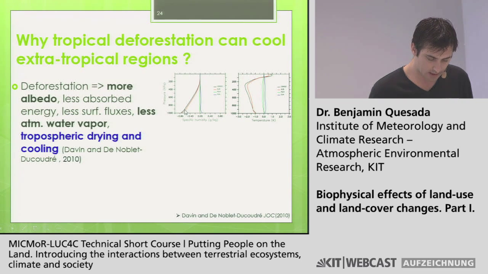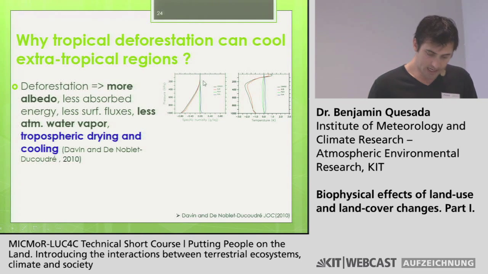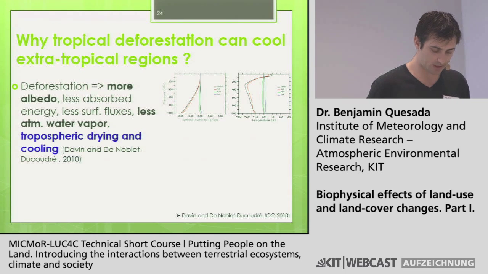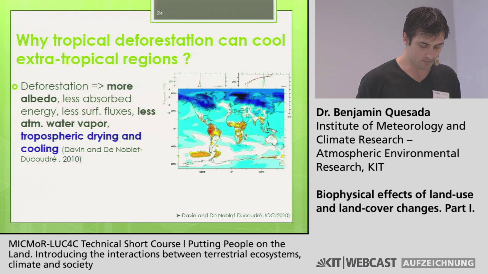So in black, as a function of altitude, you have the difference between the two simulations. And we see that it's negative values, so you have less humidity. And you have also a tropospheric cooling for the black line. And it's mainly due to the albedo changes. So you have a tropospheric drying, tropospheric cooling, because water vapor is also a greenhouse gas. So that can lead to a cooling in other regions, as we can see there.